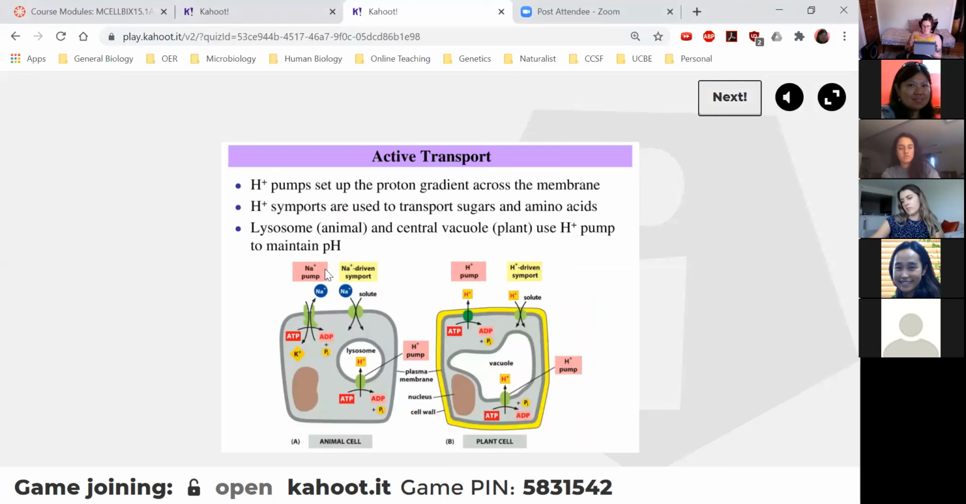We just talked about the proton pump. Same thing, it can set up a pretty steep proton gradient across the membrane. In animal cells, a lot of the time we use the sodium gradient for doing work. In plant cells, they use the proton gradient for transporting a lot of things too. And then we talked about the lysosome, which has a proton pump across its membrane. Plant cells have the central vacuole that also has a proton pump, which helps them maintain the pH.